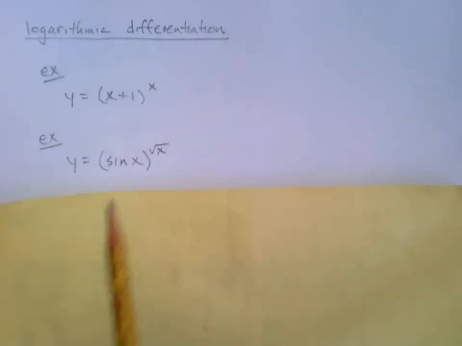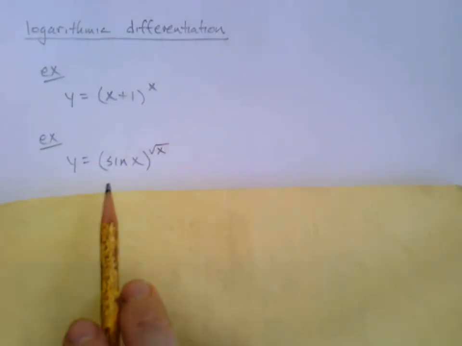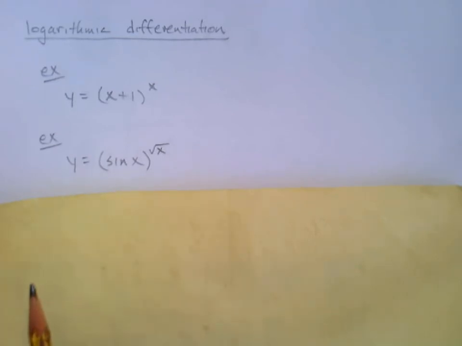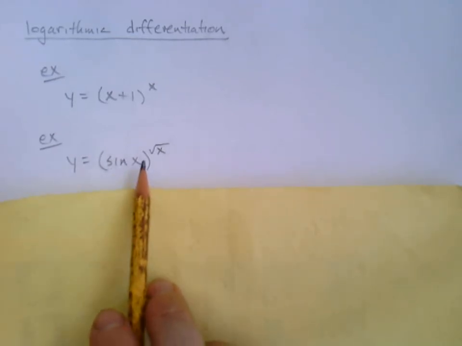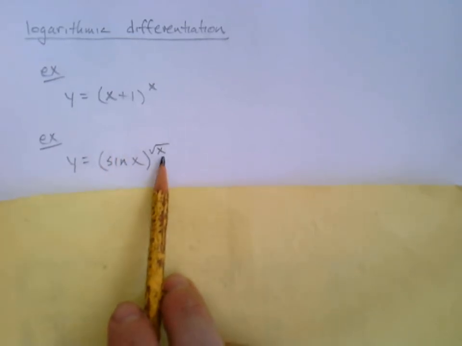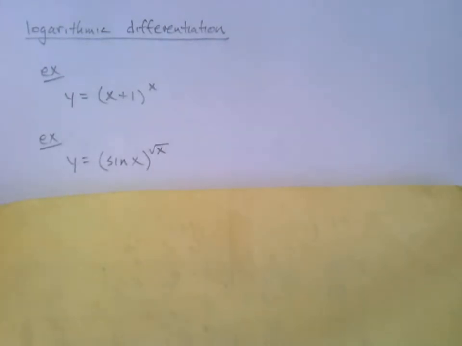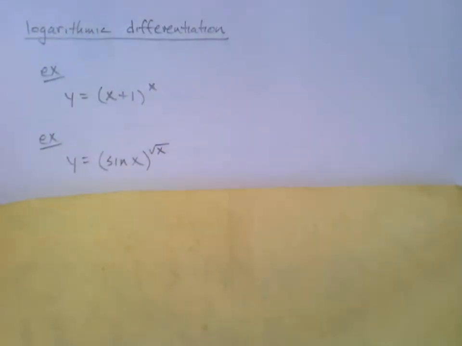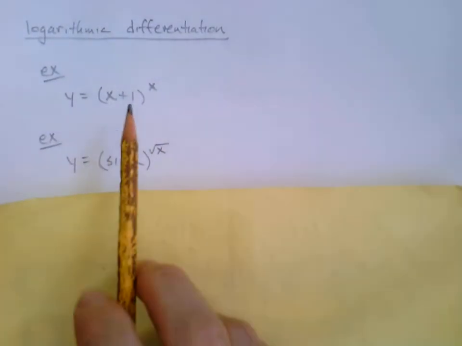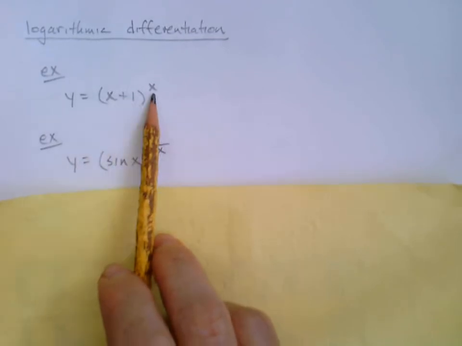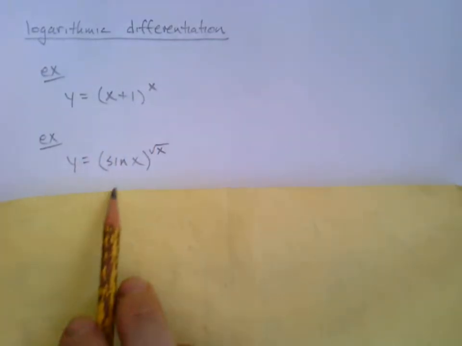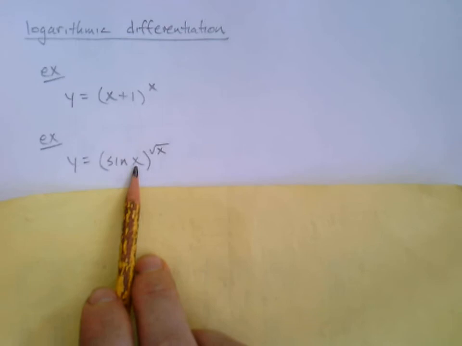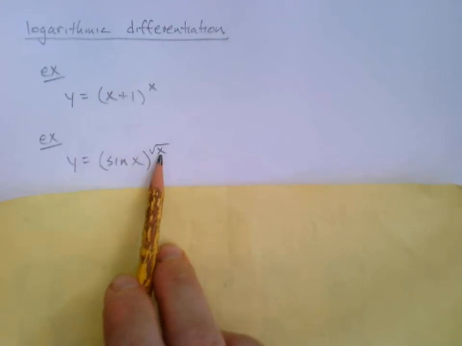We'll also look at this more complicated, more intimidating one. y equals the sine of x raised to the square root of x. Oh my goodness. Okay, so notice, what do these functions have that we haven't seen before? We have a variable being raised to another variable, right? A variable in the base and a variable in the exponent.